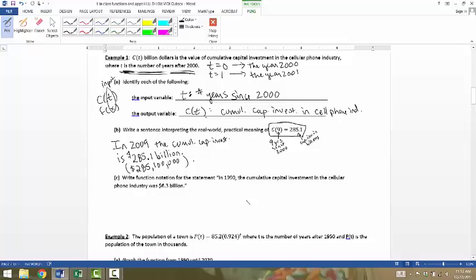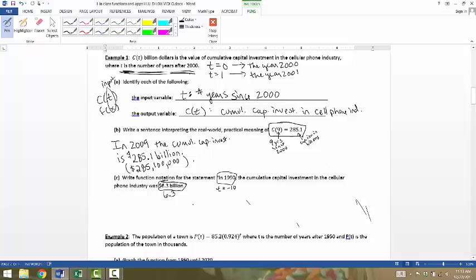All right, and just the reverse, write a function notation statement for the statement. In 1990, the cumulative capital investment in the cell phone industry was 6.3 billion. So in 1990, that would be 10 years before 2000. So T would equal negative 10. The cumulative capital investment in the cell phone industry is 6.3 billion. So the C of T would be 6.3. Right? Because that would represent 6.3 billion.